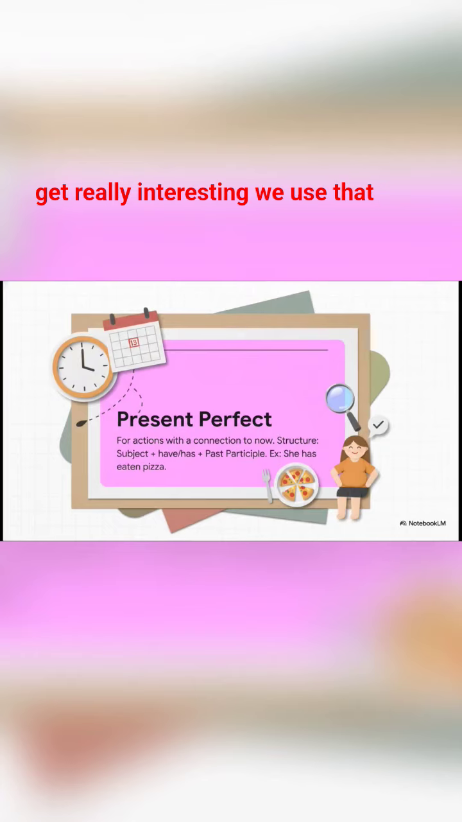Now here's where things get really interesting. We use that third form, the past participle, and we pair it with have or has. This creates something called the present perfect tense. So she has eaten pizza. See how that's different? It means the action has some kind of connection to right now. Maybe she's not hungry anymore. It's a bridge from the past to the present.